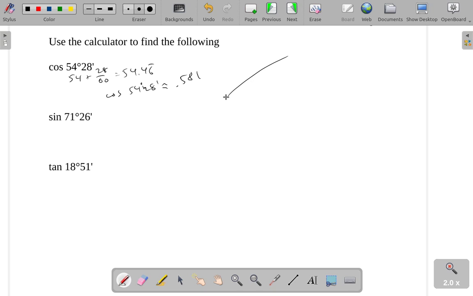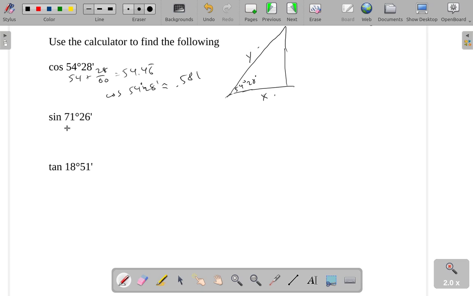What does that mean? Well, it means that if I had a right triangle where this is a 54 degree and 28 minute angle, and I was to take the length of this side divided by the length of the hypotenuse, that ratio would always come out to be 0.581. So if I knew either of those, I could actually use this to find the length of the other. So if I knew what length this was, and I knew what angle this is, I could use that to find the length of the hypotenuse. Or if I had the length of the hypotenuse, I could use it to find this.